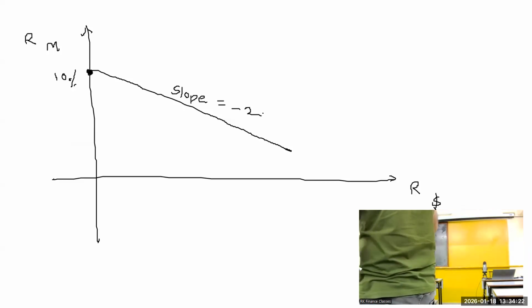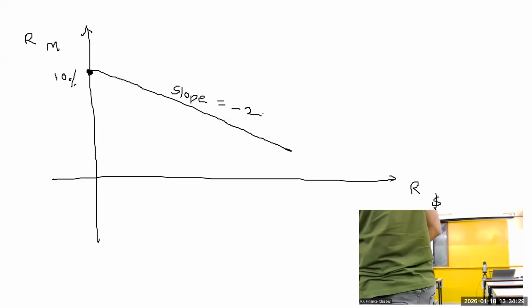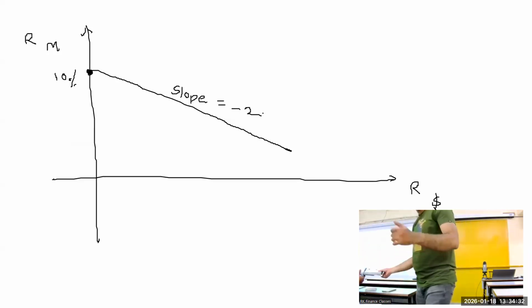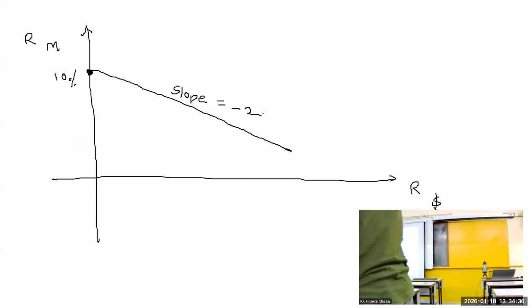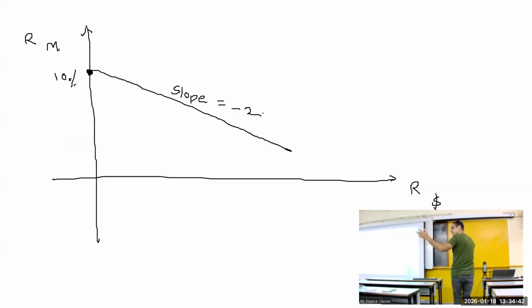For the third, there was a mistake. For every 1% increase in the returns of dollar, that means if returns of dollar goes up by 1%, the return of market will, she first wrote up, then she corrected it, go down by 2%. Good.